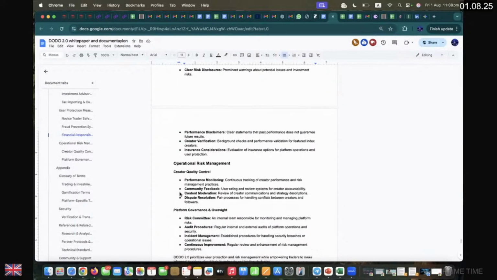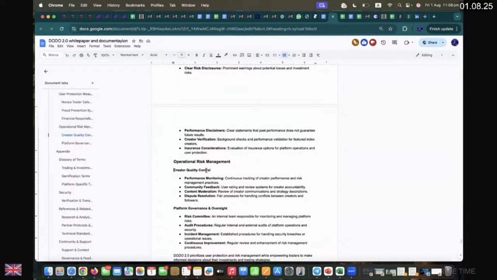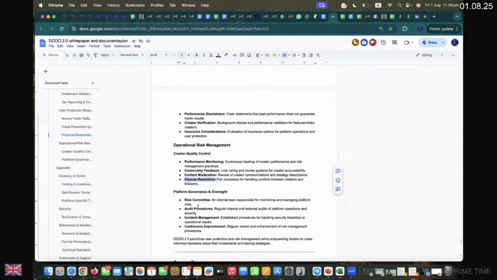Operation risk management, creator quality control. How do we do the creator quality control? Because there will be thousands of creators on the platform who will engage in development and creation of index. We will do performance monitoring, we will do community feedback, we will do content moderation, dispute resolution as well.